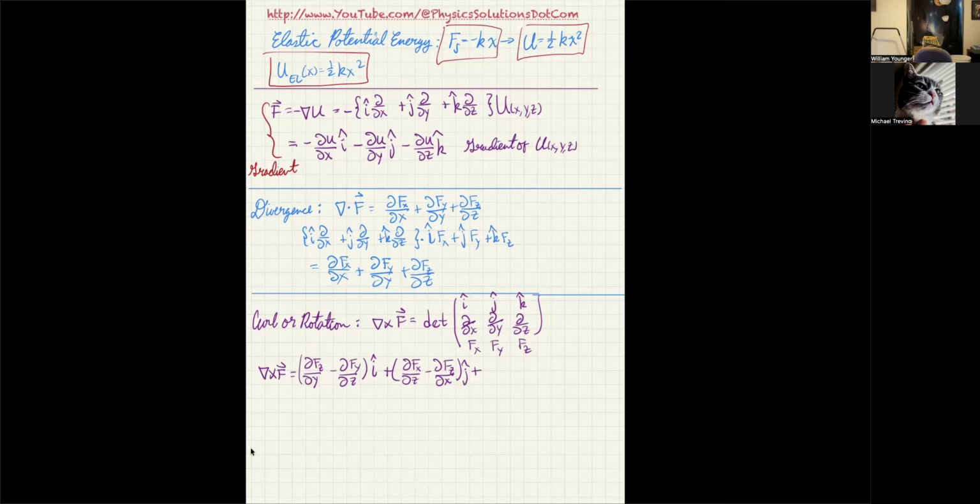And then finally, the k hat, I cover that up. That one is the first row, third column.